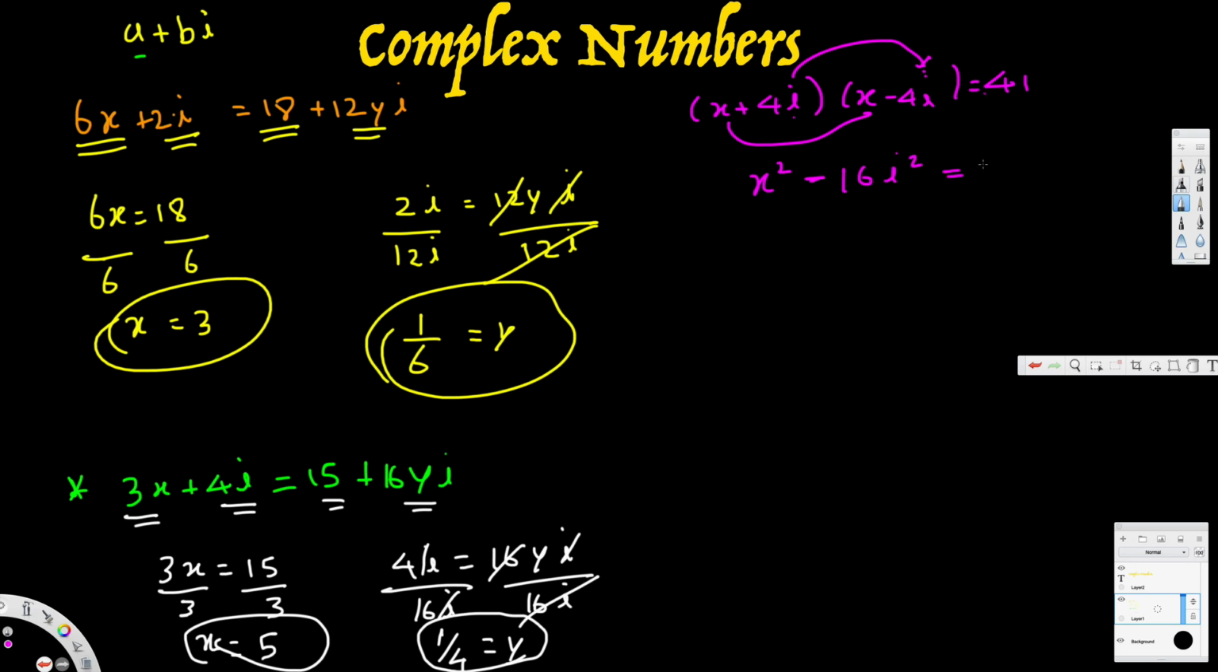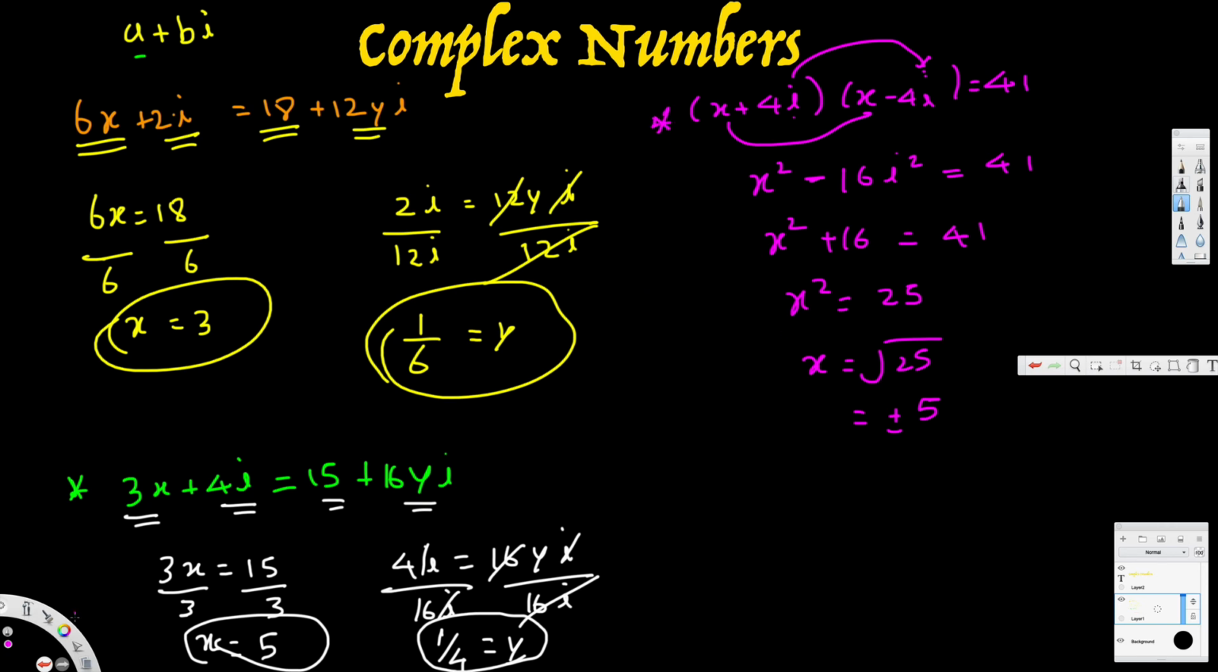And here the 41 remains on the other side. So what we are going to get is x square, and we know that i square is -1, so -1 times -16 becomes positive 16 here, and here we are going to get 41. X square is therefore 41 minus 16. 41 minus 16 is 25, so x is going to be equal to the square root of 25, that is plus or minus 5. So we solved for x. That's how we solve this one.